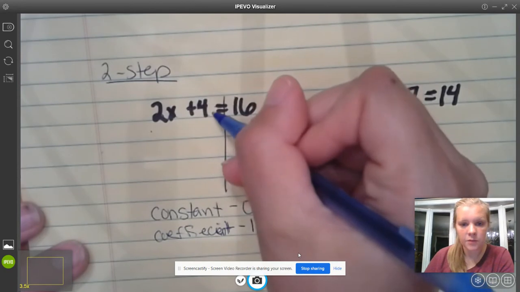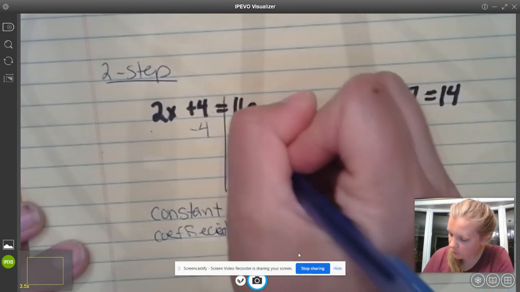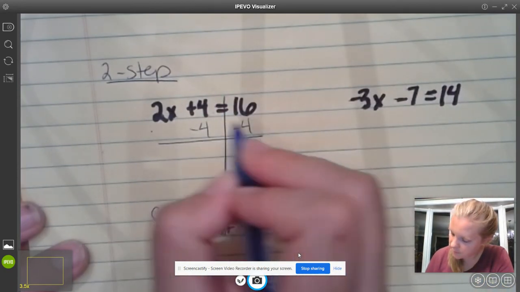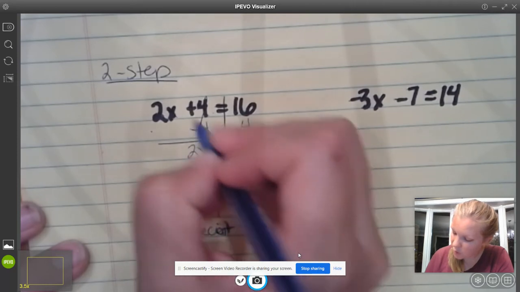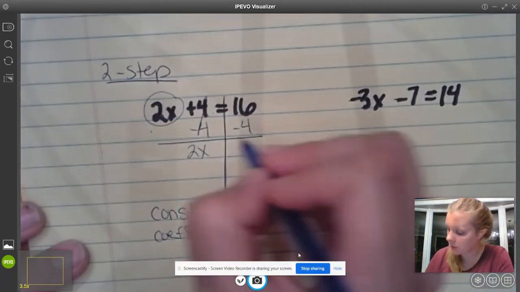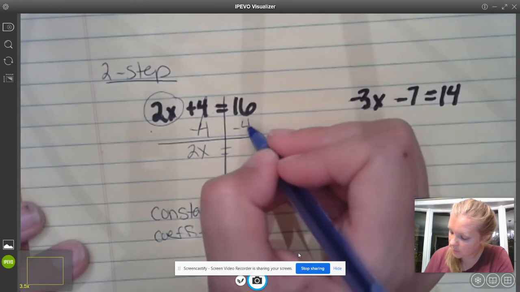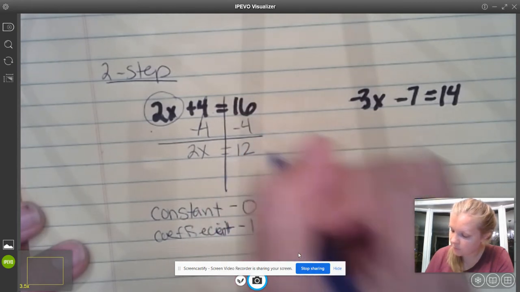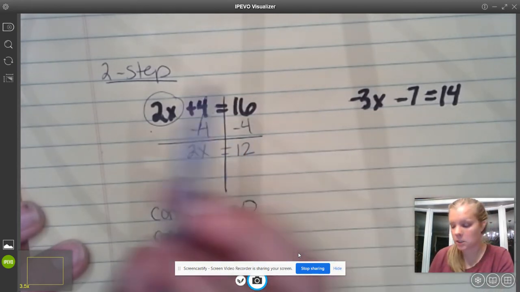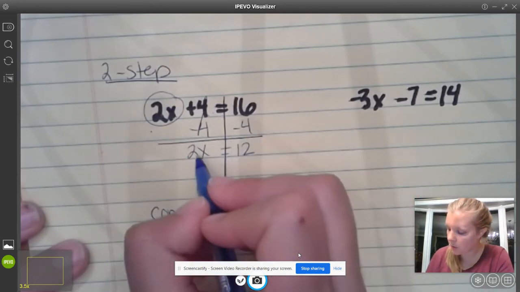So to get a plus 4 to go to 0, I'm going to take away 4 from both sides. I'm left with the 2x. I haven't done anything with that 2, so it stays there. 16 minus 4 is 12. That's my first step, but this is called a two-step equation, so I have one more step.